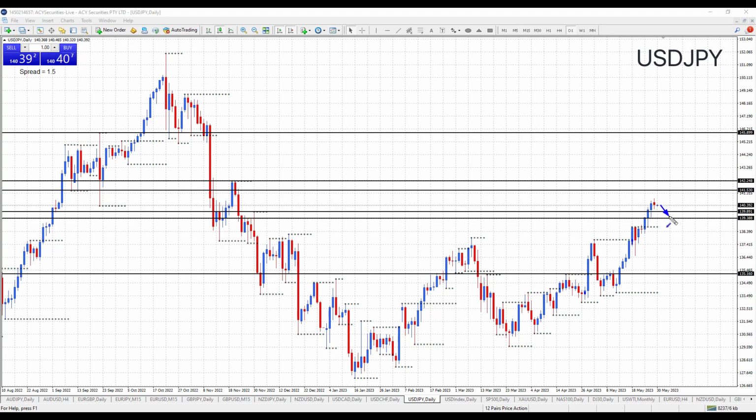Can support hold to move up and challenge 141.53 this week? That's monthly resistance from back in time. So in a strong uptrend, yields are rising for the US. Can the uptrend continue to move up to challenge 141.53 monthly resistance?